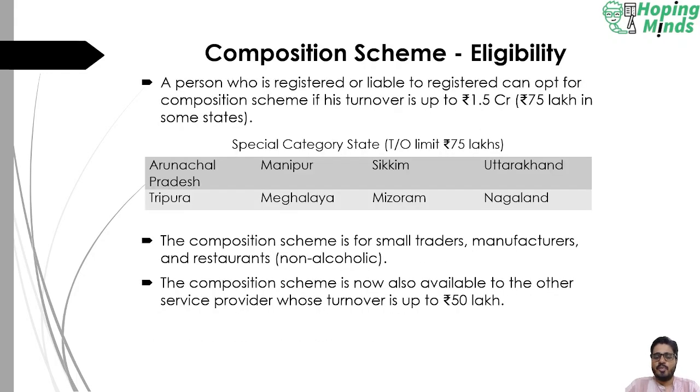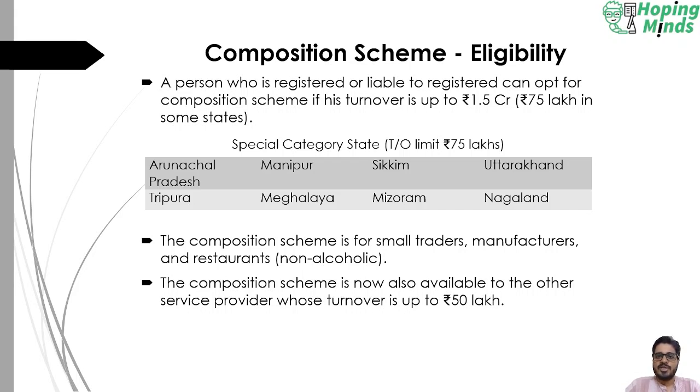Let us understand the composition scheme. A taxpayer who is enrolled under the composition scheme is required to discharge his tax liability by paying a fixed percentage of his turnover every quarter. For example, if a trader has opted for composition scheme, he is required to pay 1% of his turnover at the end of each quarter.